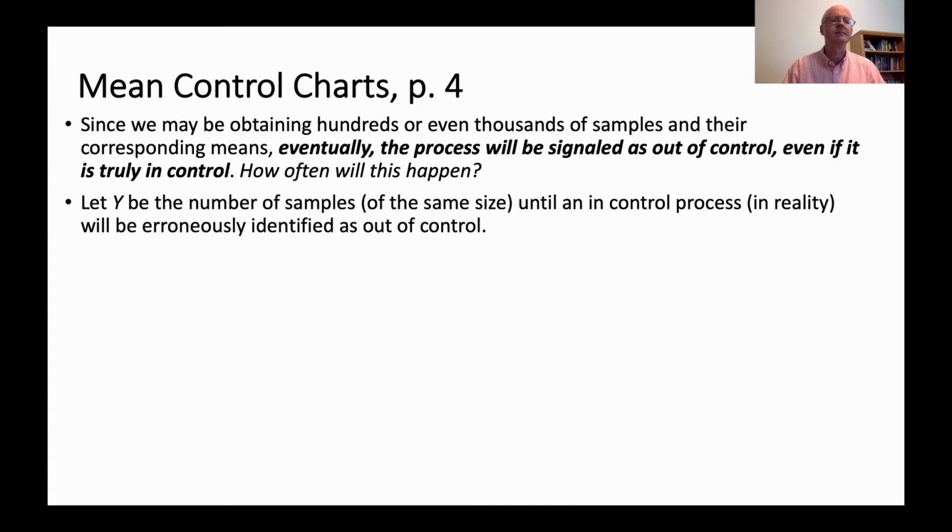Okay? How often? Well, let's let capital Y be the number of samples of the same size. So again, we're talking about samples of size n, where n might be 4 or 5 most commonly, until the in-control process, in reality it's in control, will be erroneously identified as out of control. Understand the idea here? So Y could take on whole number values. It could be 1, it could be 2, it could be 3, it could be 4. If it's 5, for example, then it took 5 runs of the process where we were sampling and computing x bar until we were out of control.